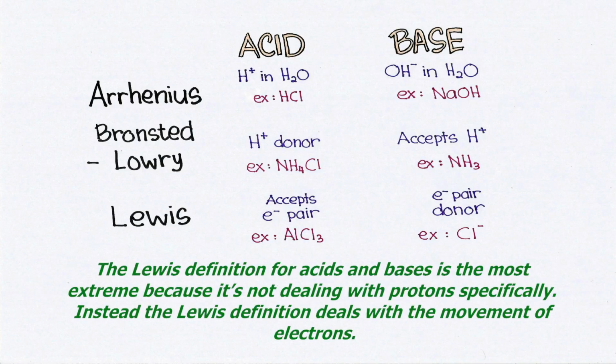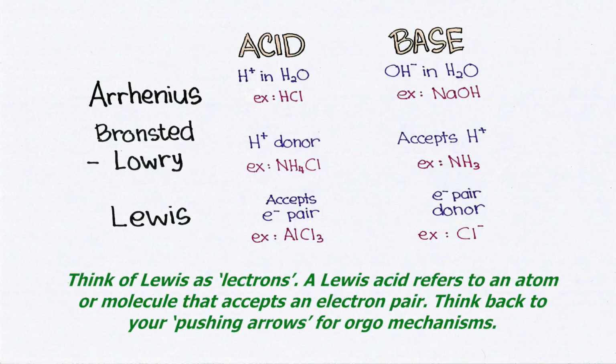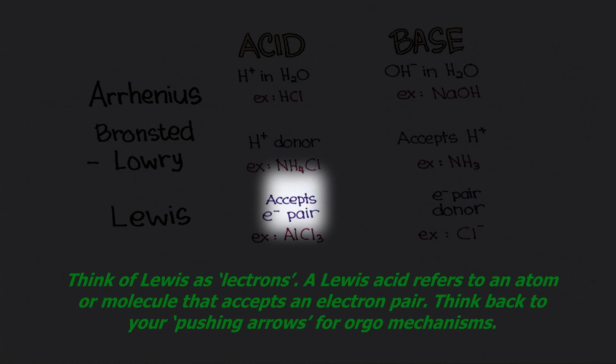The Lewis definition for acids and bases is the most extreme because it's not dealing with protons specifically. Instead, the Lewis definition deals with the movement of electrons. Think of Lewis as electrons. A Lewis acid refers to an atom or molecule that accepts an electron pair.